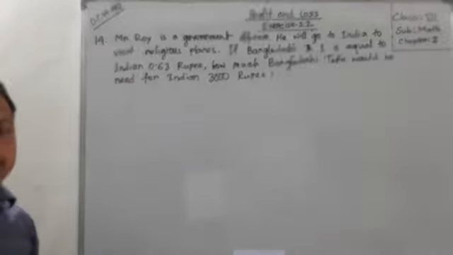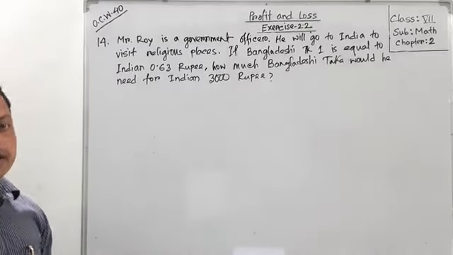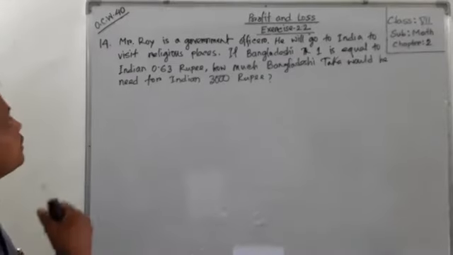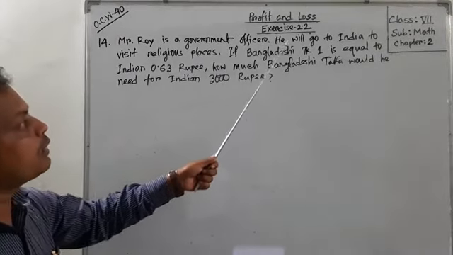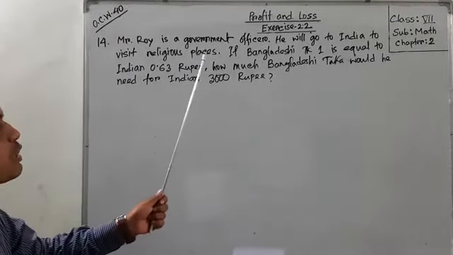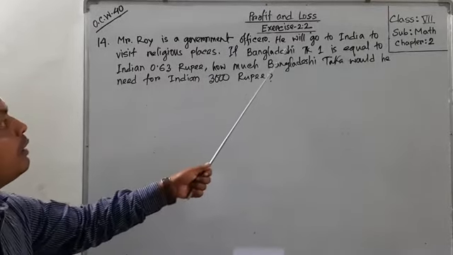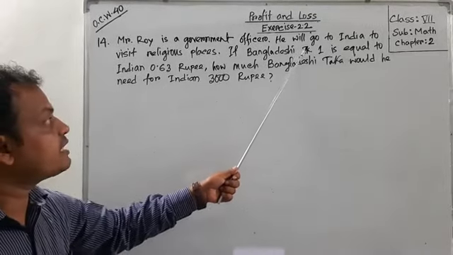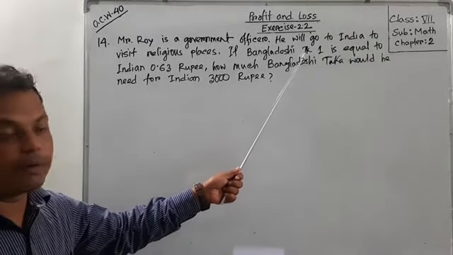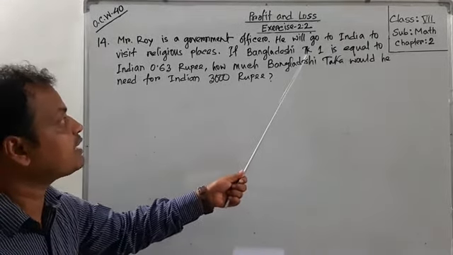At first you have to understand the question. What's the question? What's the given information? In this math, it is telling that Mr. Roy is a government officer. He will go to India for visiting religious places. Then, Bangladeshi taka 1, what is taka? Taka is the name of the currency of Bangladesh.